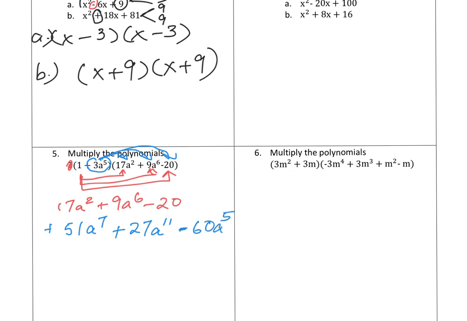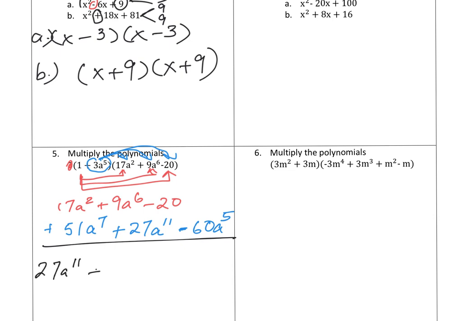Now from there, I'm going to add everything from the red equation to the blue equation. But I have to combine like terms. But looking at this, I do not have any like terms. So I'm going to just basically write it in order, with the largest degree going first. So in this situation, the 27a to the 11th goes first.